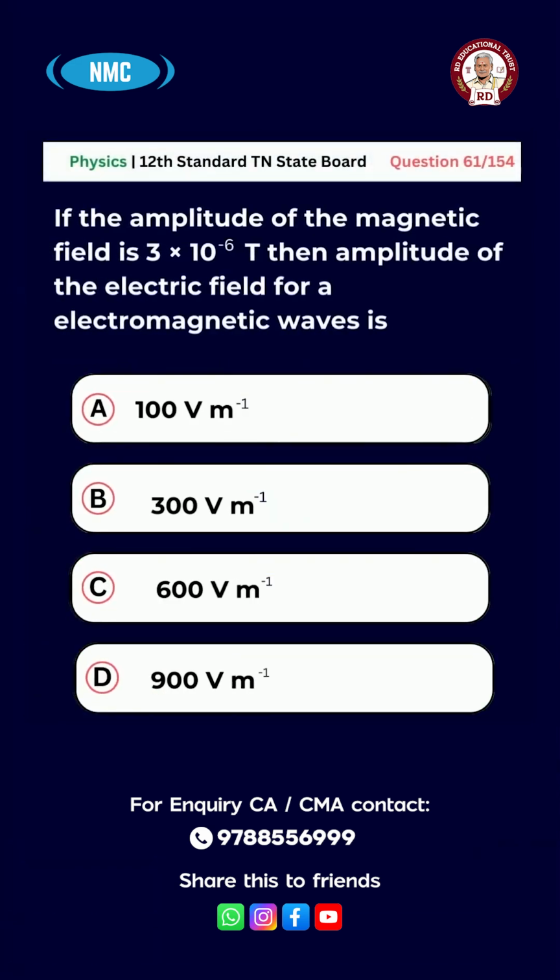Question number 61. If the amplitude of the magnetic field is 3 into 10 power minus 6 T, then the amplitude of the electric field for electromagnetic waves is option A 100 V m power minus 1, B 300 V m power minus 1, C 600 V m power minus 1, D 900 V m power minus 1. And the right answer is option D 900 V m power minus 1.